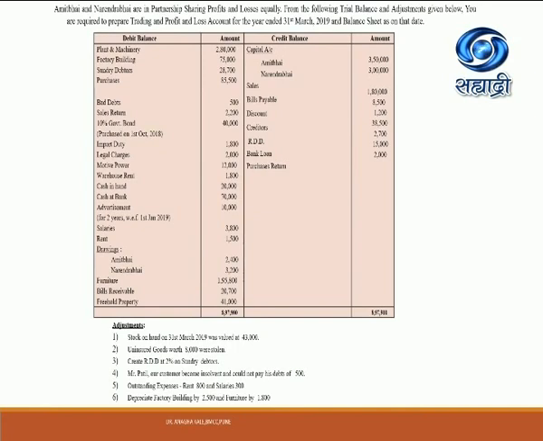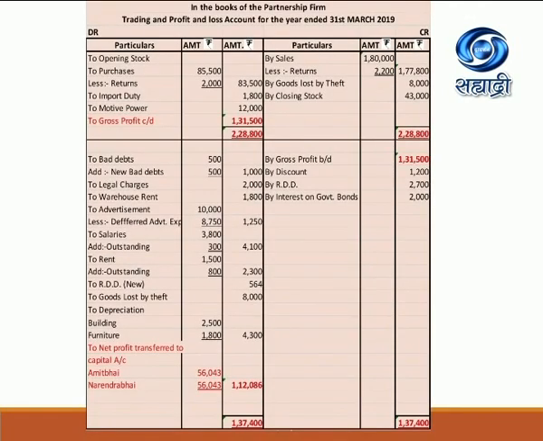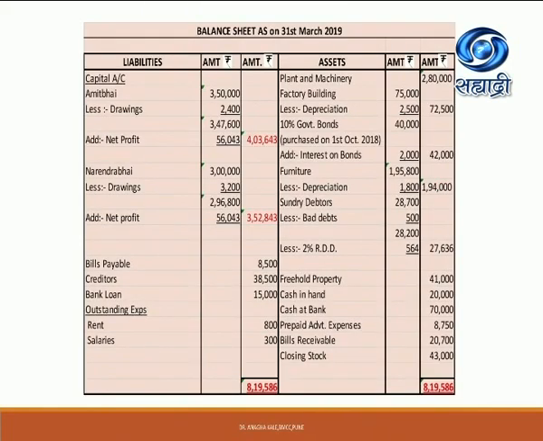Now we'll see credit balances which are given in trial balance. See the credit balances. Capital account balances of Amit Bhai and Narendra Bhai are given. So if we are opening columnar capital account, then these balances will be on the credit side of capital accounts as by balance brought down, opening balances. Now in this problem, we have not opened capital account. We have directly shown it in balance sheet. So you will find these capital balances on liability side. Amit Bhai is having capital 3,50,000 in adjustment column and Narendra Bhai is having capital 3 lakhs.